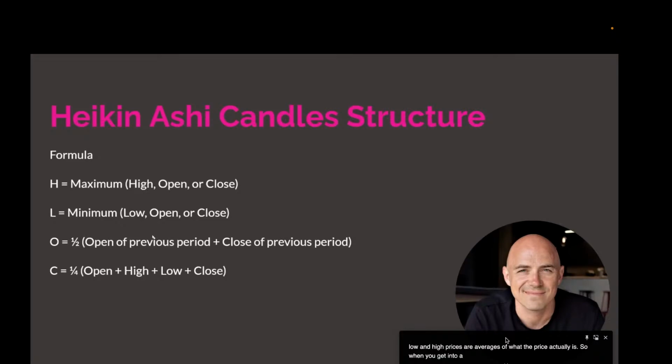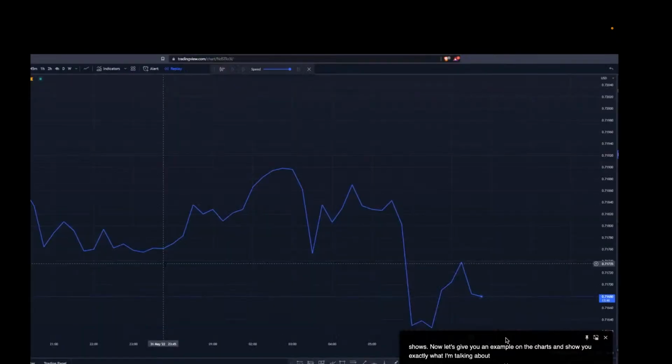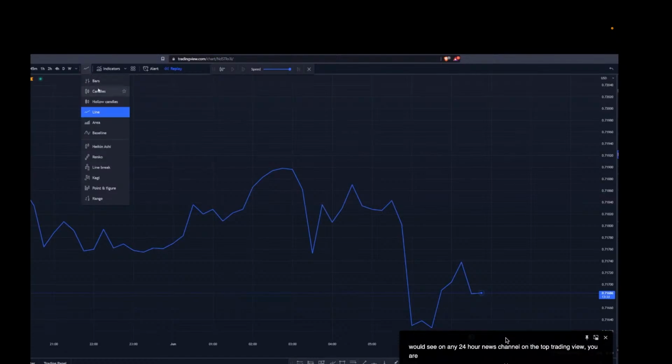So when you get into a trade, it's not going to be exactly as the candle shows. Now, let's give you an example on the charts and show you exactly what I'm talking about. So just to give you a quick rundown of how these different charts look, this is your typical line chart that you would see on any 24-hour news channel. On the top of TradingView, you are allowed to change the candle type right here.